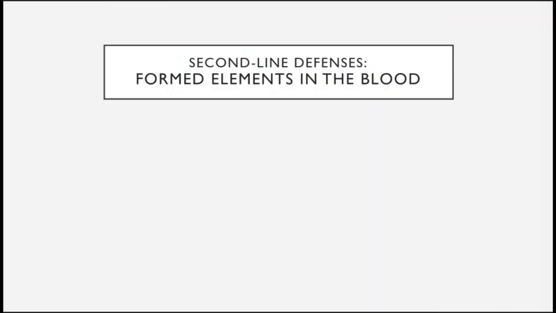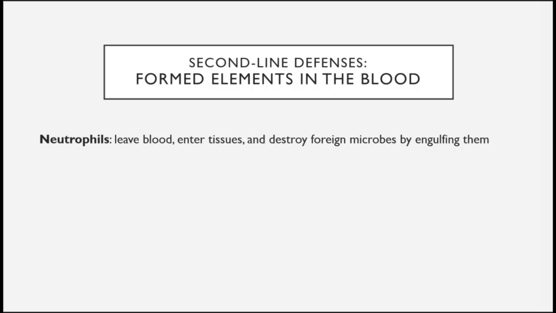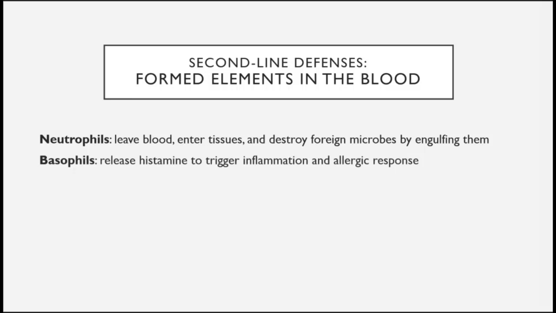Okay, so let's continue our discussion of the formed elements in the blood. All of these formed elements have different tasks, but remember that they all work in concert with one another. First are the neutrophils. The neutrophils are cells that can leave the blood, enter tissues, and destroy foreign microbes by engulfing them. Next are the basophils.